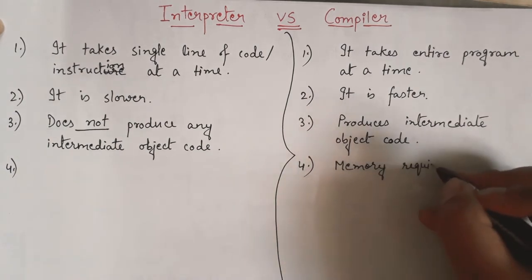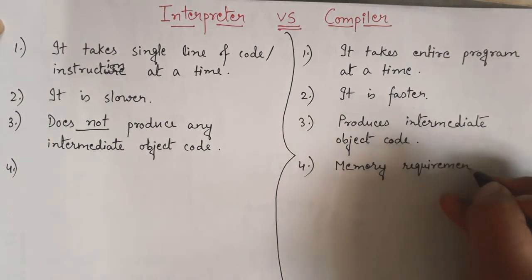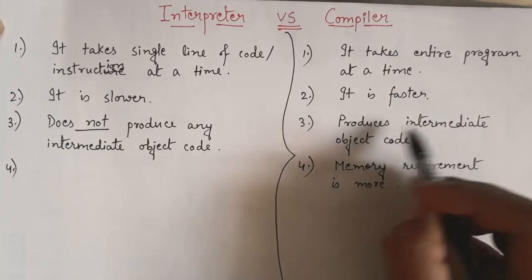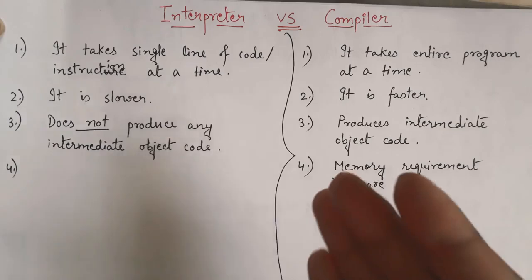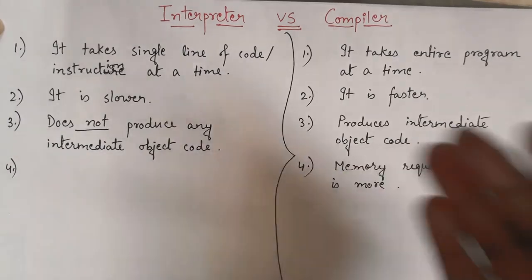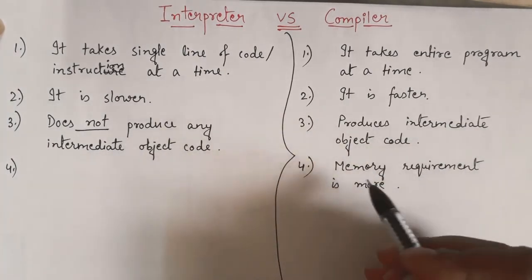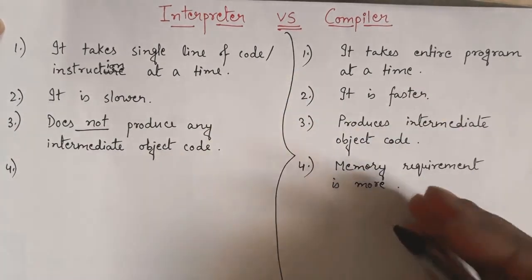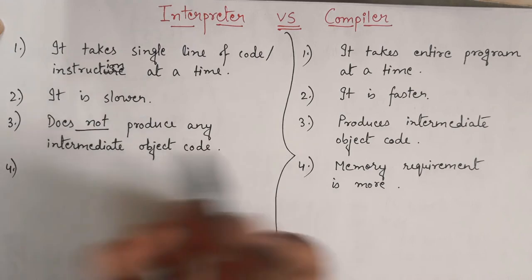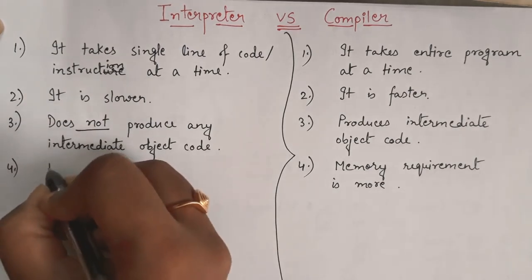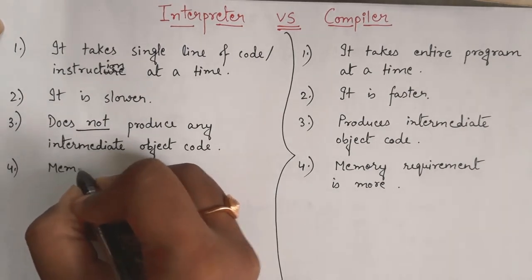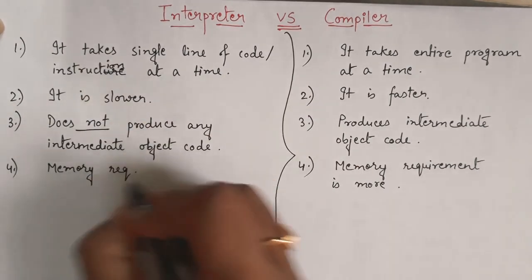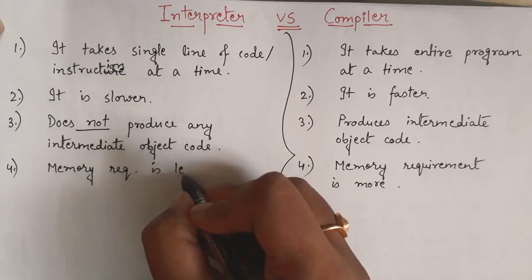Memory requirement in case of compiler is more. You understood why I am giving you the reason: it produces intermediate object code. So obviously we need some space to store that intermediate object code. Due to this, the memory requirement increases in case of compiler, whereas in case of interpreter there is no intermediate object code, and so memory requirement is comparatively less. Right, we can directly deduce it from the previous point. Memory requirement is less in this case.